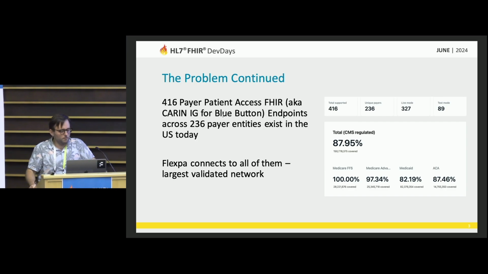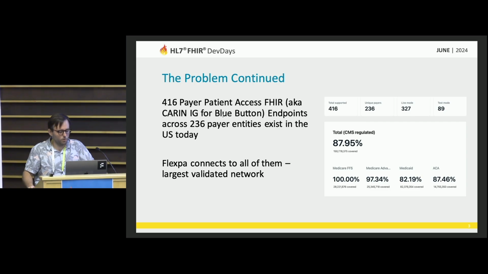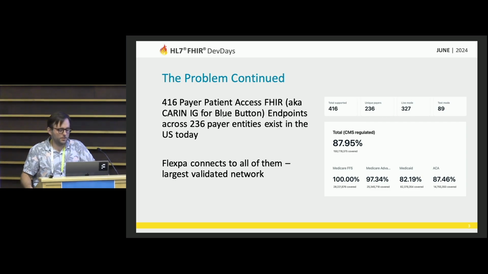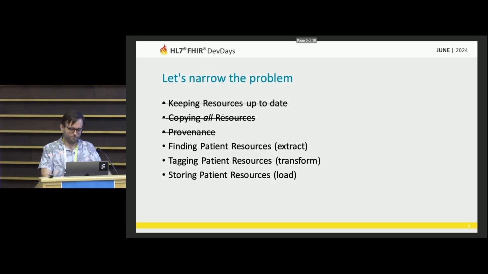This is a problem that FLEXPA, the company that I co-founded, has attempted to solve. So in production today, we connect to 416 payer patient access APIs. This is a requirement here in the US, and basically it's a patient access API that a health insurance company has to produce. So we connect to all of them, so hundreds of FHIR servers, and we have run into some problems.